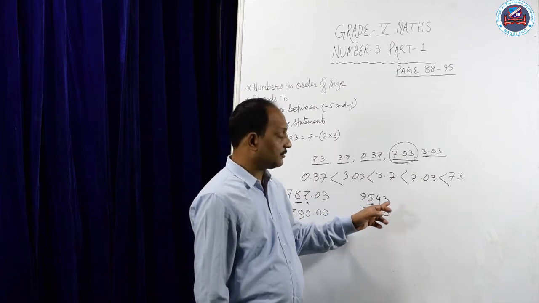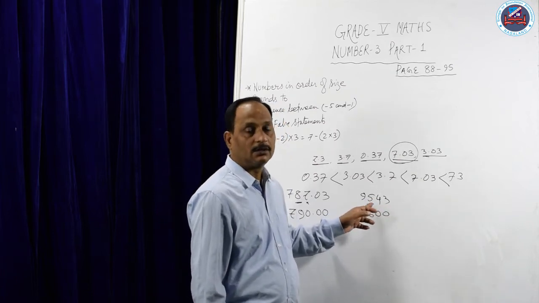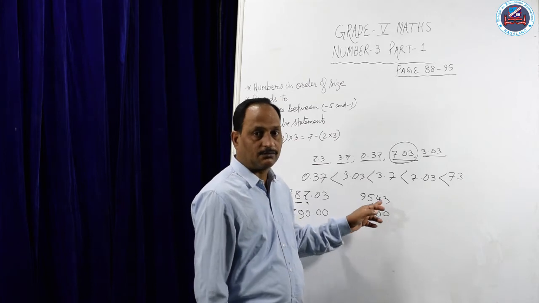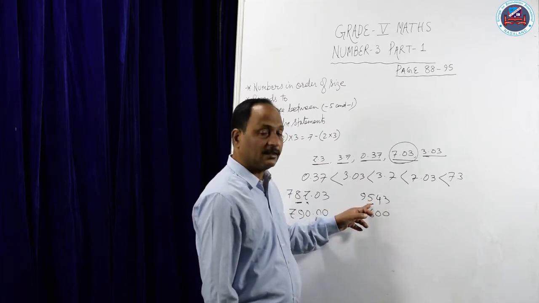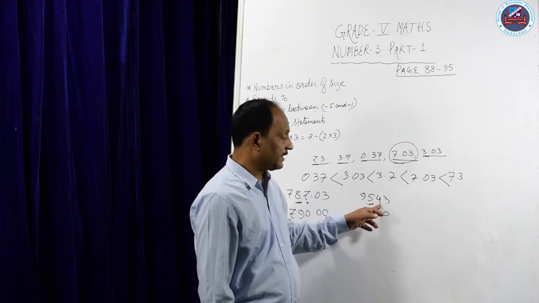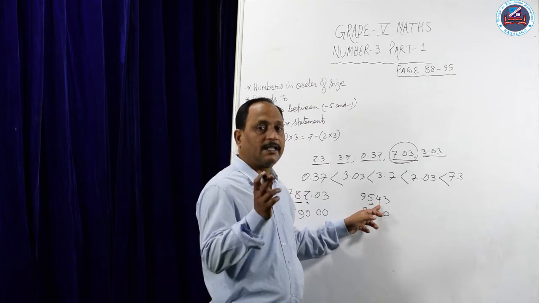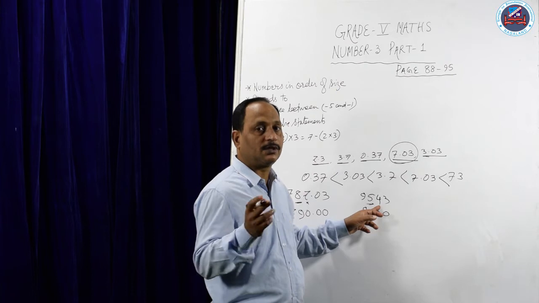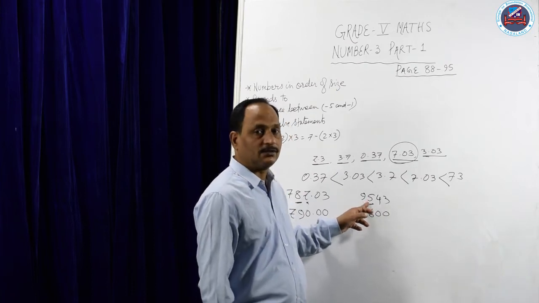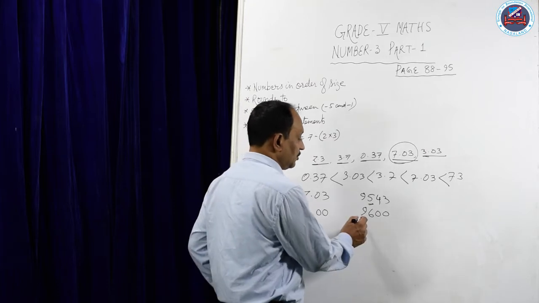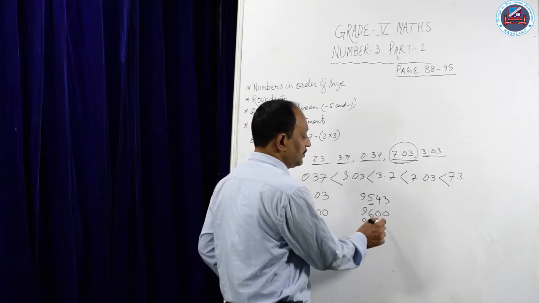And if by chance this digit is 4, the number is 9543. Same question: round 9543 to the nearest 100. So ones, tens, hundreds. The hundreds digit is 5 and the next digit is 4. 4 is less than 5, that is 0, 1, 2, 3, 4. That means this 5 will not change as per the rule, so your answer will be 9500.